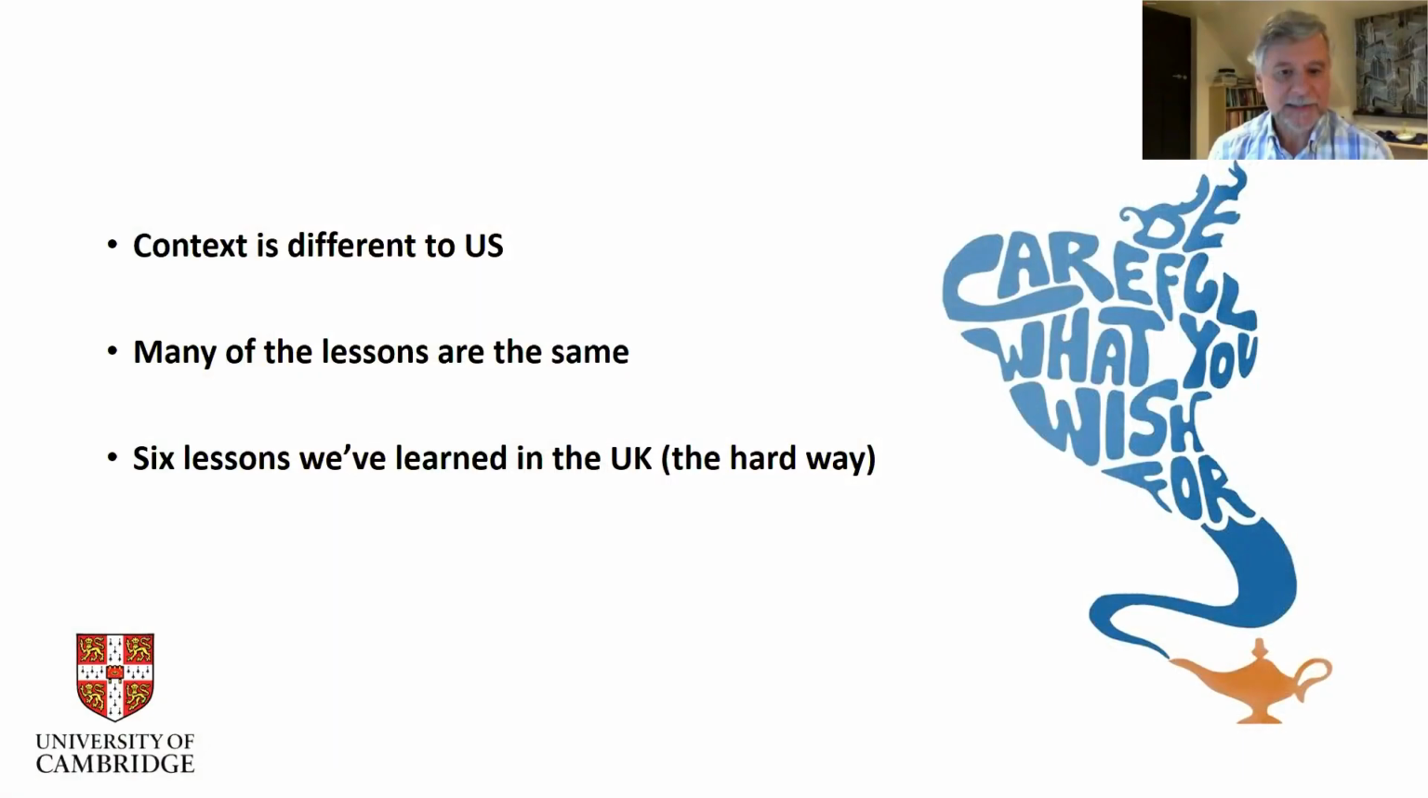But if there's any healthcare system in the US that is similar to the UK, it probably is the VA, in terms of being a large organization with a single payer. We have the National Health Service, where the government is the single payer. I think some of the lessons that we've learned are the same as the lessons you will learn or have learned. I'm going to talk about 6 lessons that we've learned in the UK the hard way. And the overarching message on the right of the slide is just be careful what you wish for.